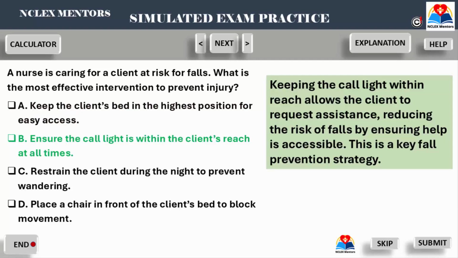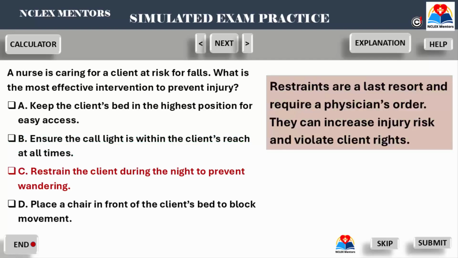Option B, ensure the call light is within the client's reach at all times. Yes, this is the correct answer. Why? Because this promotes independence with safety. If the client can call for help when they need to get up, they're less likely to try and do it on their own, which reduces fall risk significantly. It's practical, respectful, and super effective. Simple things like this make a huge difference in safety outcomes.